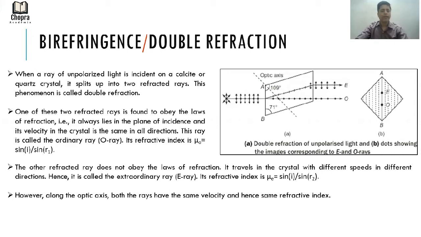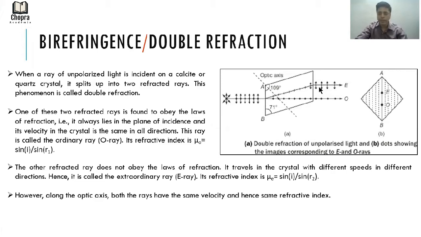The other refracted ray does not obey the laws of refraction. It is called the extraordinary ray. It travels in the crystal with different speeds in different directions. That is the characteristic of the extraordinary ray. Its refractive index is given as mu E equal to sin i by sin r2. However, along the optic axis, both the rays have the same velocity and hence the same refractive index.